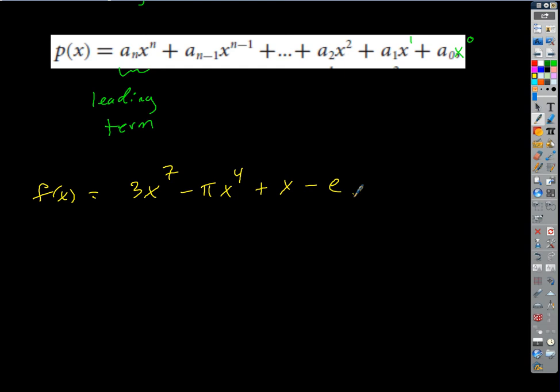The leading coefficient is what? 3. So we'd call that a sub 7, right? What's a sub 6? 0. It's missing, so that coefficient must be 0. We have 0 times x to the 6th because there is no x to the 6th term written down. It's there though, we just don't write it. And we get 0x to the 5th plus negative pi x to the 4th.